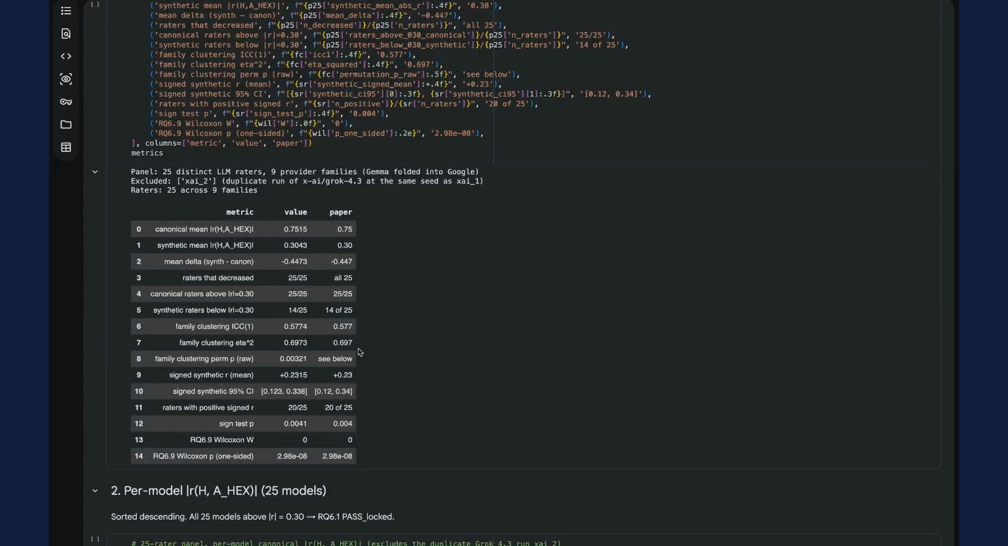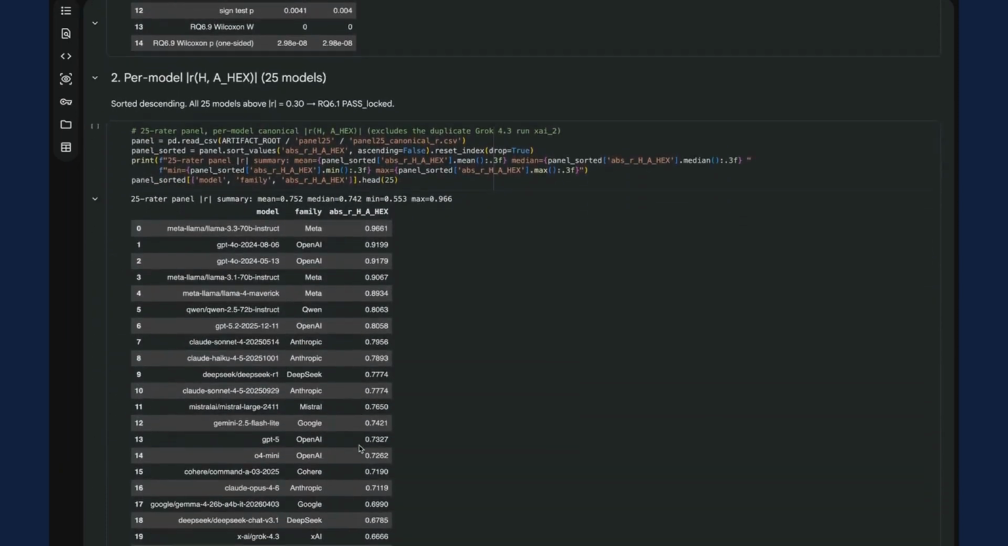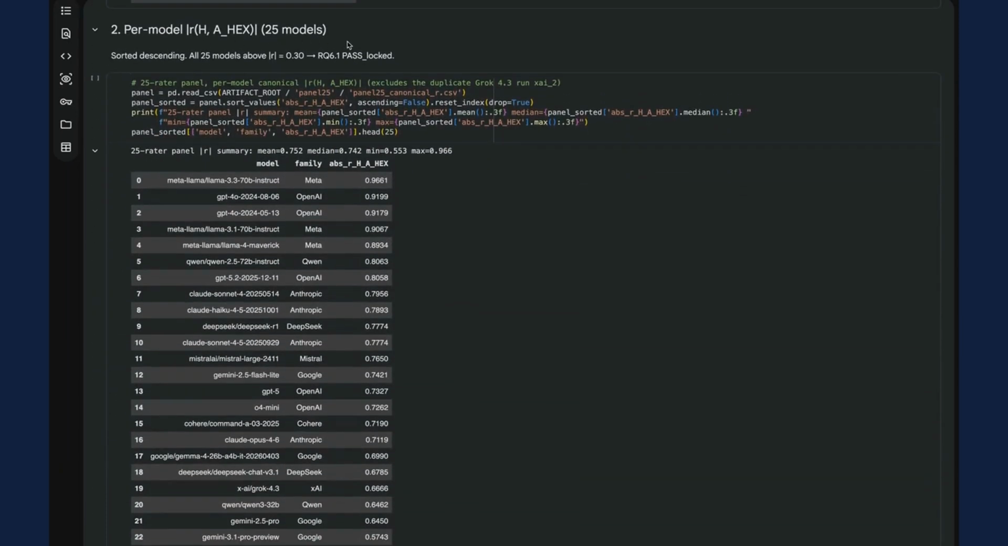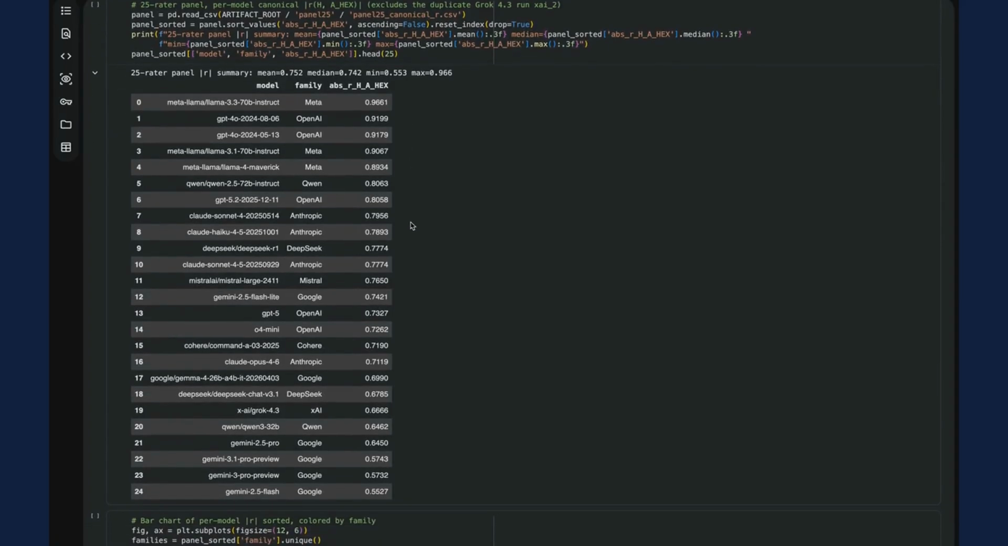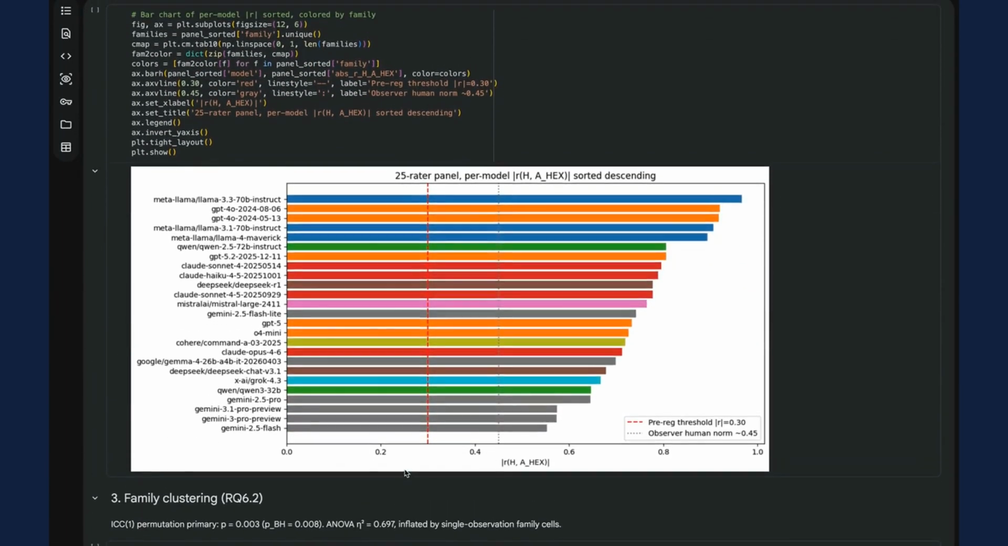Section 2 breaks it out per model. Mean absolute R 0.752, and every family shows the fusion. Section 3 is the family clustering test, an intra-class correlation of 0.58. Raters cluster by who built them. And Section 4 stratifies by alignment regime, but regime is not separable from provider family here, which is why the contrast gets retracted.